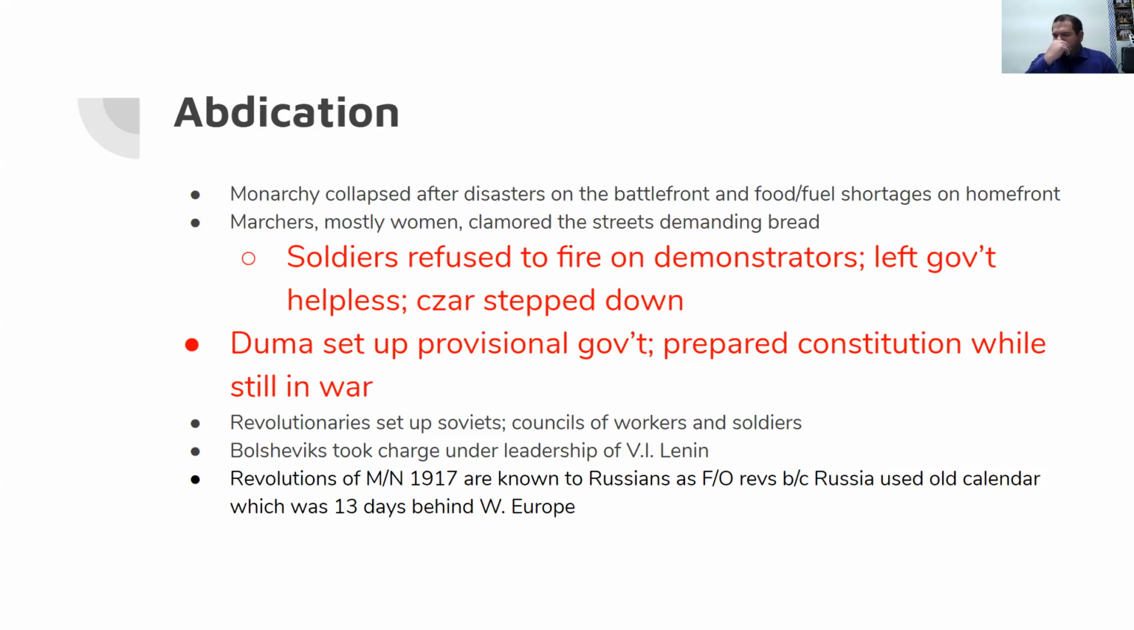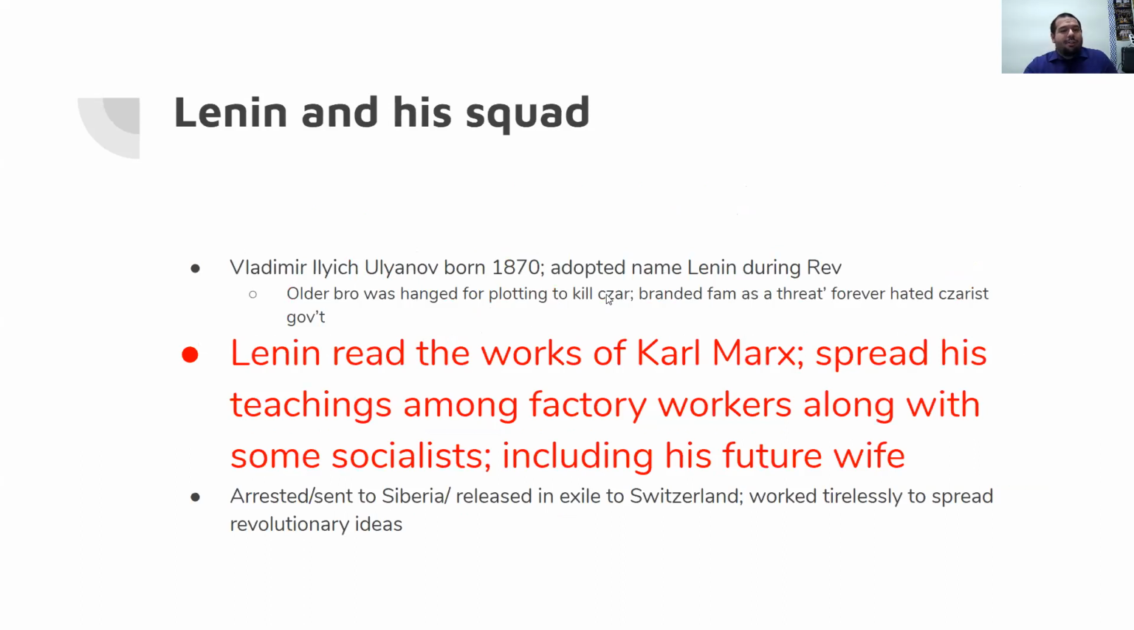And these are known, both of these, the women marching and then the Tsar stepping down, as the March and November revolutions of 1917, but are actually known to Russians as the February and October revolutions, because Russia at the time used an old calendar, which was 13 days behind Europe. So talk about being backwards. They even had their calendars wrong.